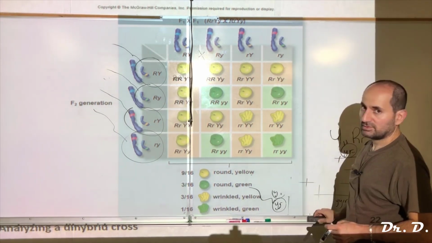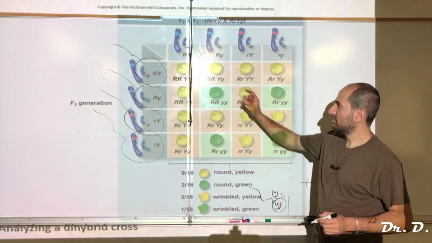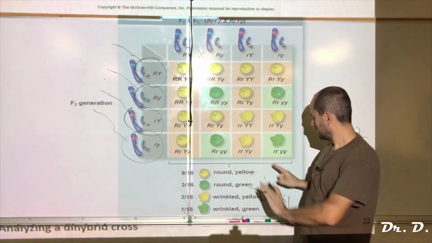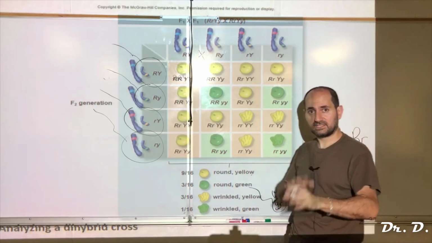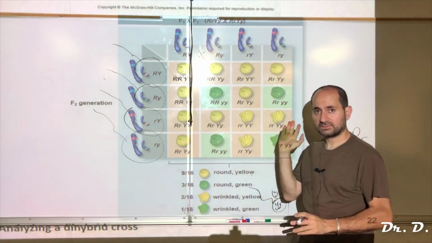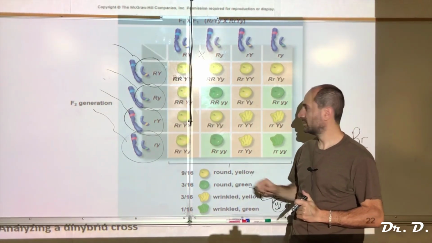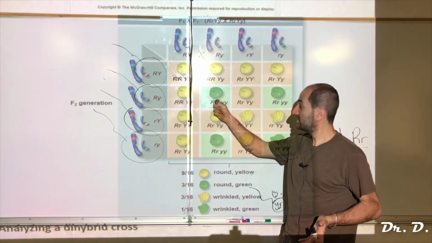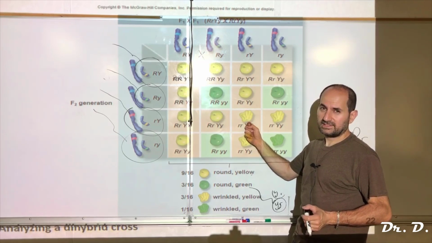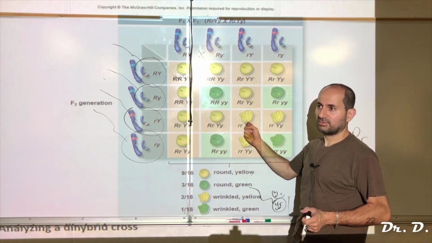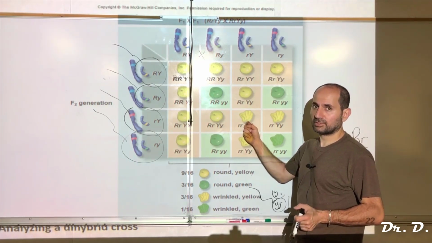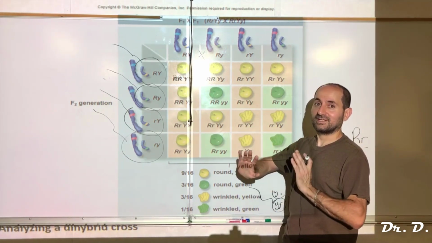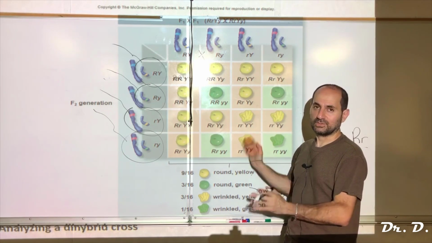You remember the original parents? The original parents were round and yellow and wrinkly and green. Did we get any combinations that weren't in the original parents? Yeah, look. Didn't we get a round green? That didn't exist before. Didn't we get a wrinkly yellow? That didn't exist before. So what does that tell you about the traits? Are they linked or unlinked? They are unlinked, and they assort independently of one another.